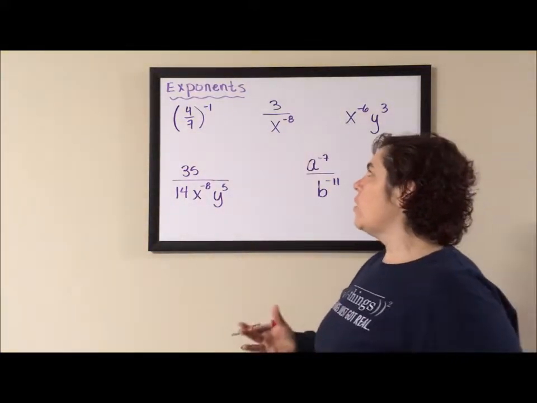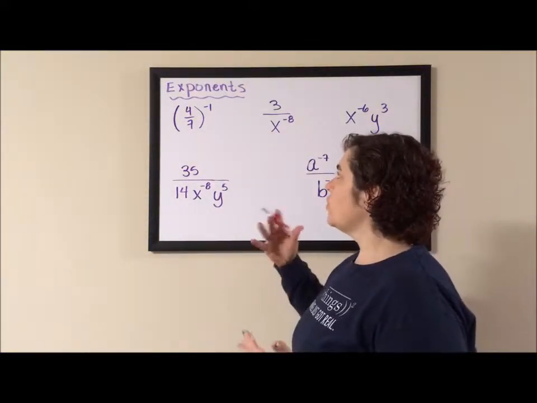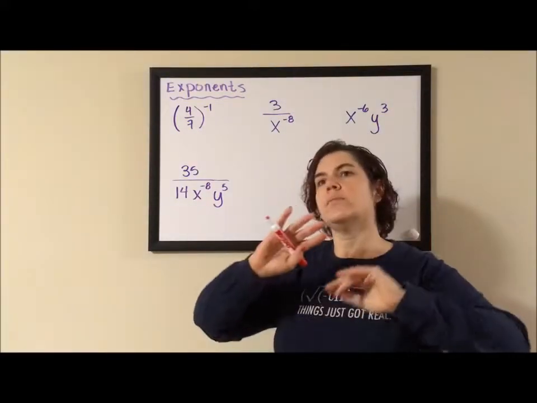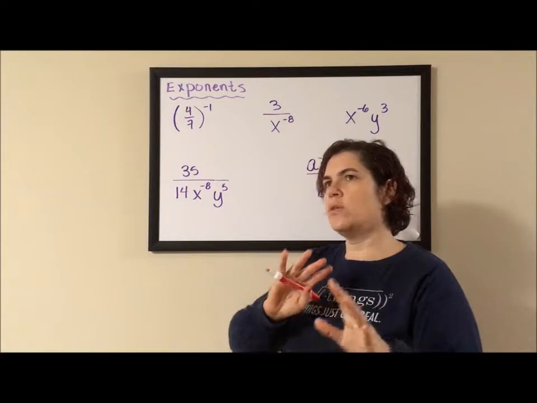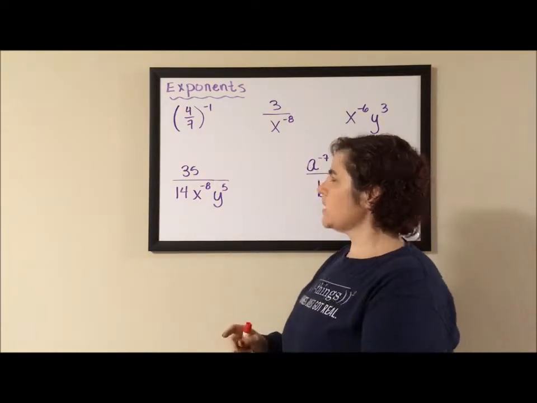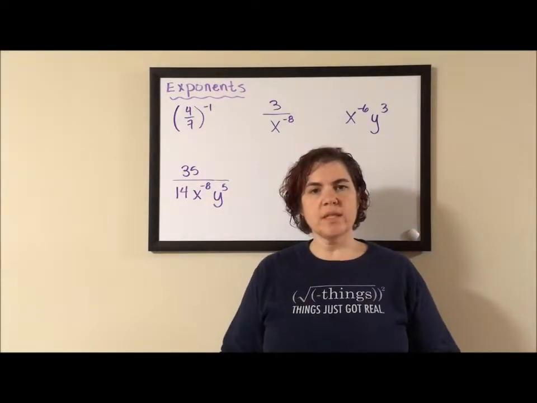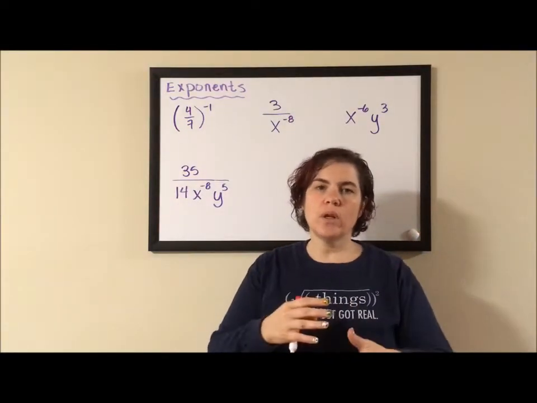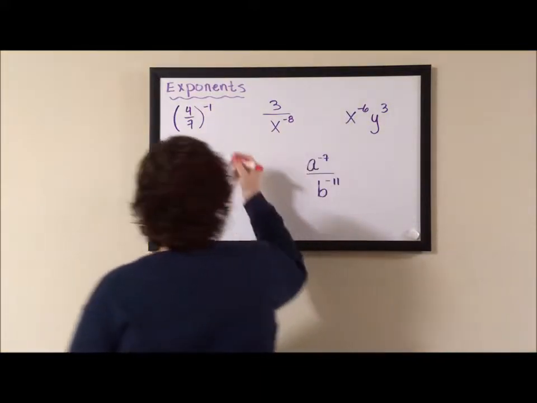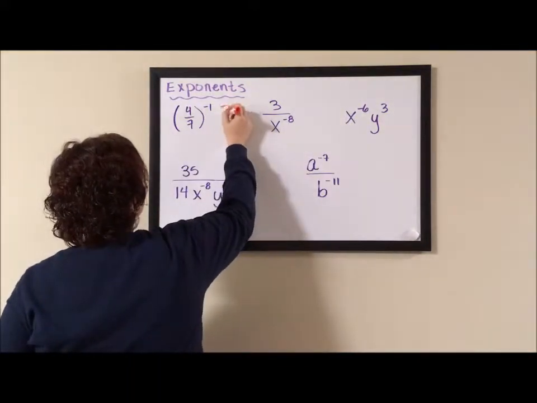So, first of all, when a negative is attached to parentheses, remember, if a negative means division, when you divide by a fraction, you flip and multiply. So when a negative exponent is attached to parentheses, you find the reciprocal of whatever is in the parentheses. So all I have to do to make this a positive is turn this into 7/4.